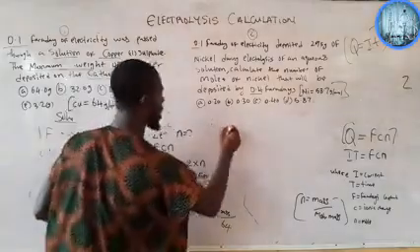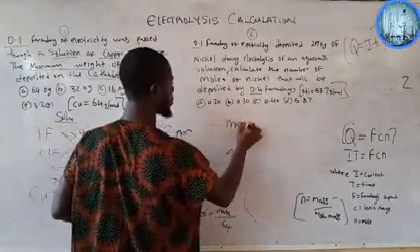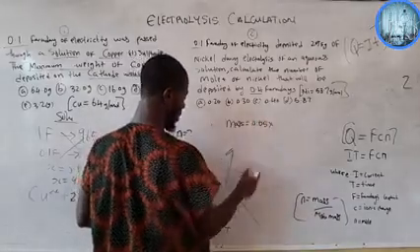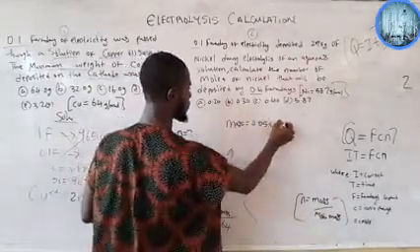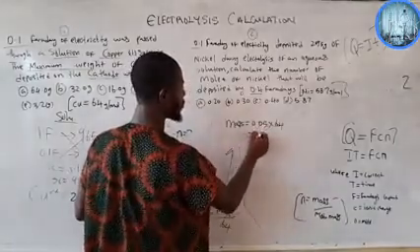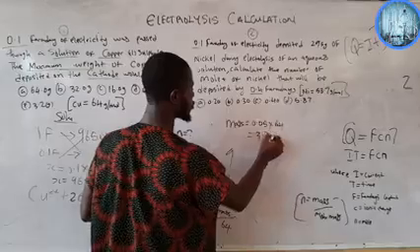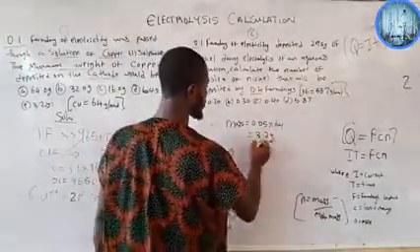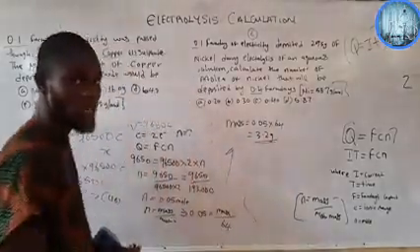Our mass therefore will now be equal to 0.05 multiplied by 64. When you multiply that, you end up having 3.2 grams. Okay, we now have 3.2 grams as our final answer. That's our mass.